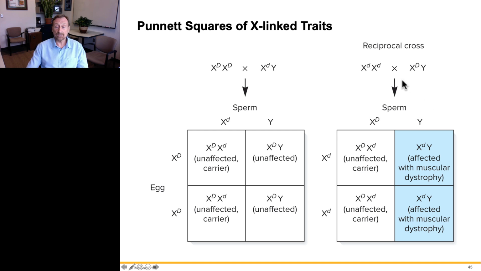Whereas over here in the reciprocal cross, if we cross a female who is homozygous for the disease-causing allele to a male who's unaffected, again we get unaffected carrier females, but both of the males in the Punnett square are affected. So reciprocal crosses are crosses where you swap the gender with regard to the trait. And that's a key tip-off that something is X-linked, that it doesn't behave the same in reciprocal crosses.